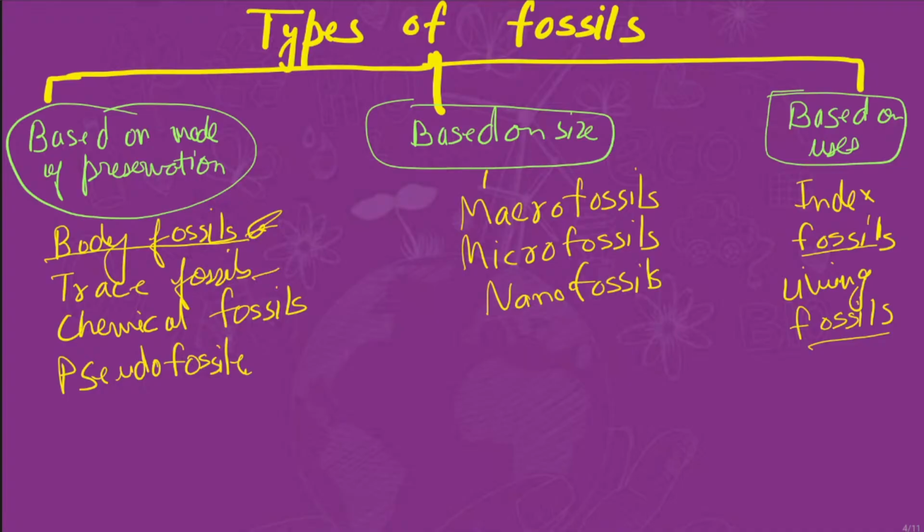Trace fossils. These are not actual remains of an organism, but are the preserved evidences or impressions of the activities of organisms of the past. Trace fossils may include tracks, trails, burrows, footprints, or borings. Trace fossils are also known as ichnofossils, and their study is called ichnology.